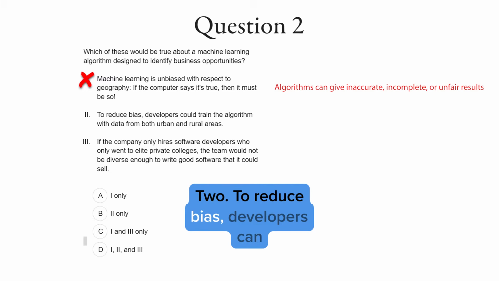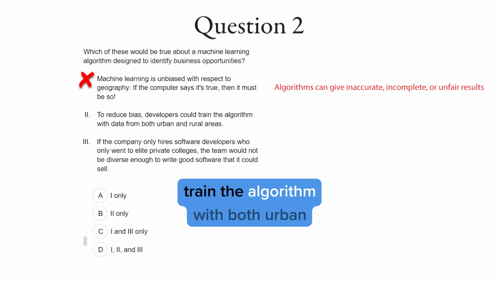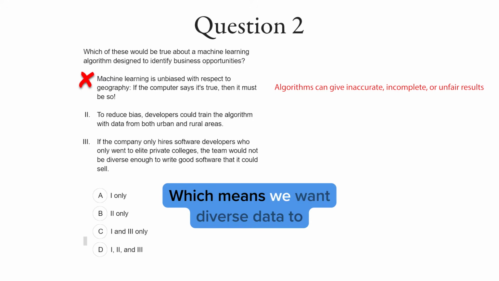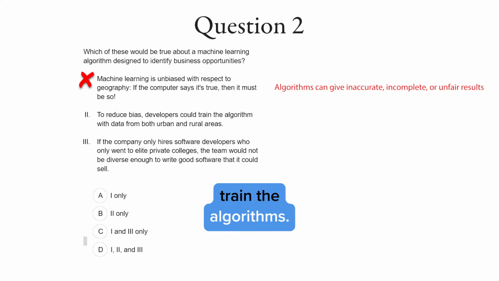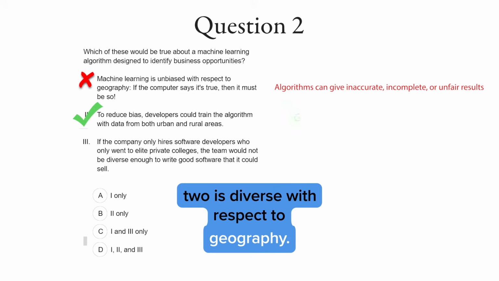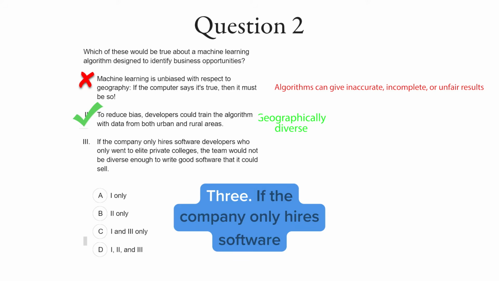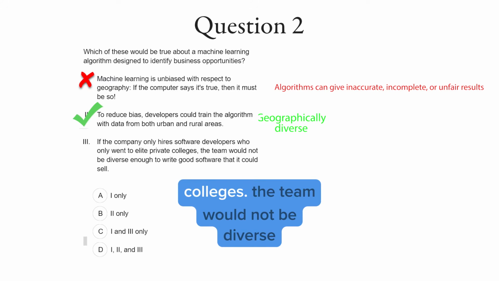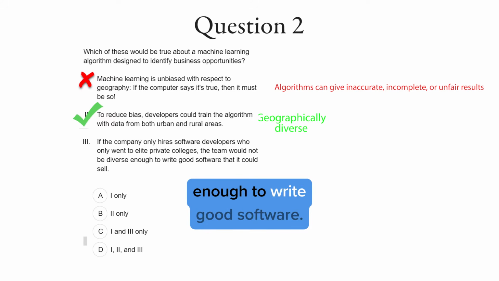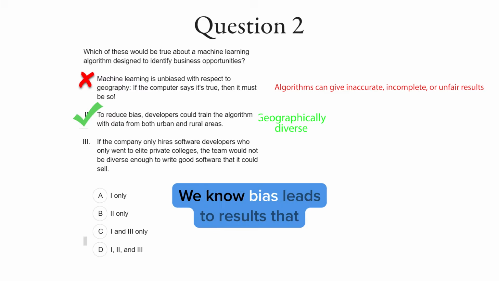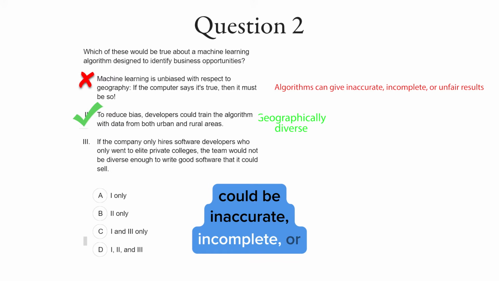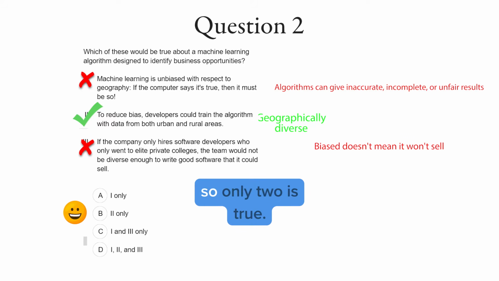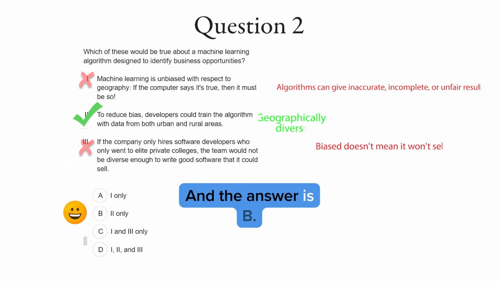2. To reduce bias, developers could train the algorithm with both urban and rural areas. We want to reduce bias, which means we want diverse data to train the algorithms. 2 is diverse with respect to geography. So this is true. 3. If the company only hires software developers who went to elite private colleges, the team would not be diverse enough to write good software it could sell. We know bias leads to results that can be inaccurate, incomplete, or unfair, but it doesn't mean that it can't be done, so this is not true. So only 2 is true, and the answer is B.